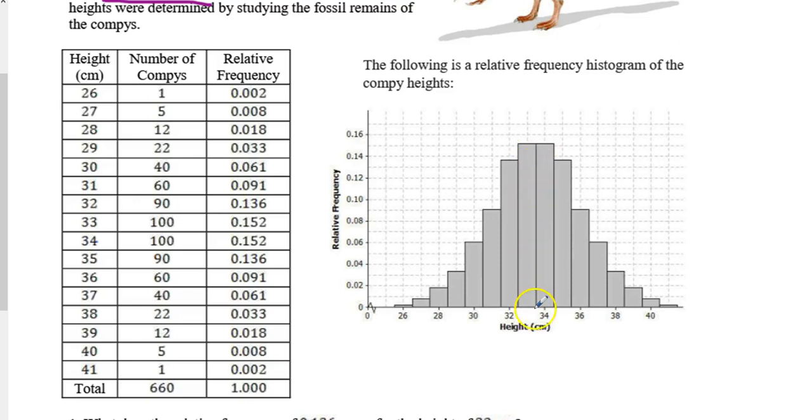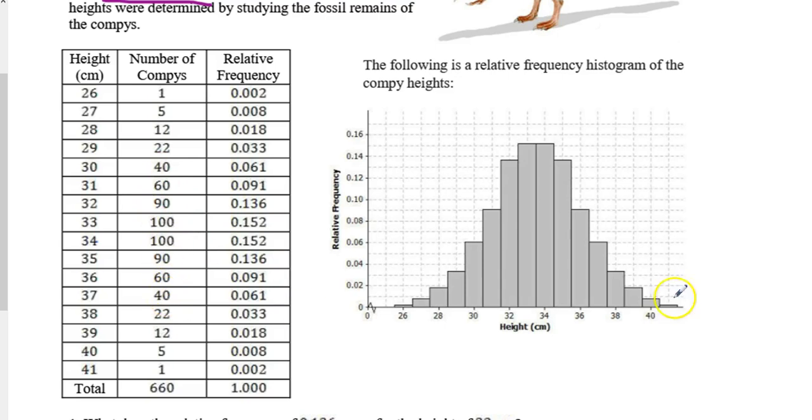Hopefully you would look at it and say, well, it's right around 34, maybe 33, something like that. 33 and a half, I guess, right between those. And they don't get much smaller than 26 or 41 centimeters, but really typically they're in here between like 30 and 38, something like that, 30 and 37. Sort of a typical height. You don't see too many that are much below 30 or much beyond 37.